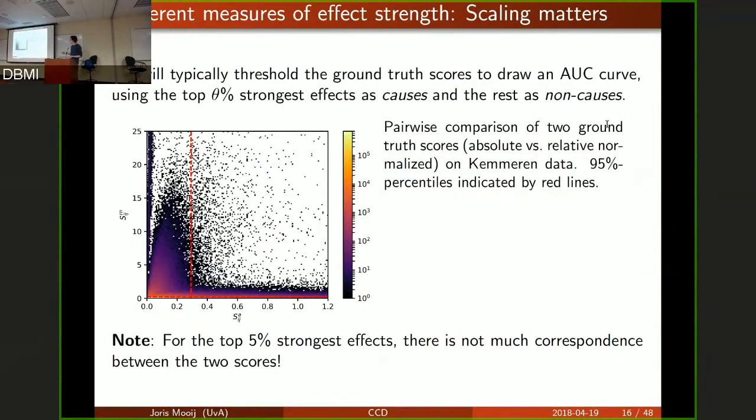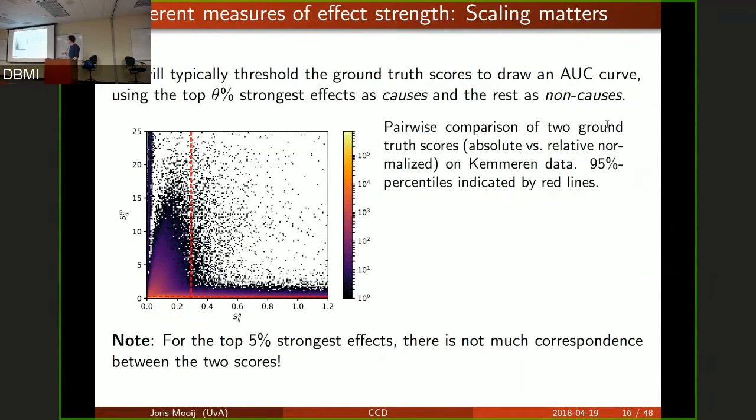So what we will do is we'll just use the top, say, 5% of the strongest effects, according to one of these measures, as the causes, and the others are the non-causes. By the way, we only do this discretization because this allows you to draw an ROC curve. If anybody knows a nice alternative where we don't have to do this, we would be interested in that. But anyway, this is also what they did in the paper. We choose this theta somewhat arbitrarily to define a binary ground truth.